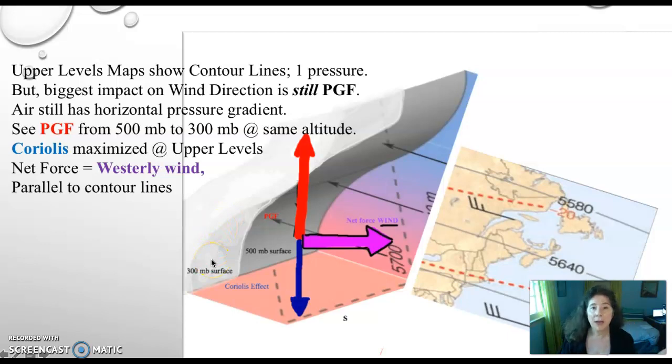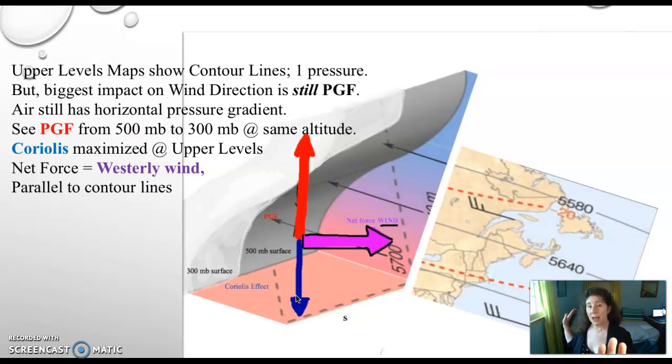Now, when you're thinking about the atmosphere, you're going to go from high pressure to low pressure on a horizontal wind. So you're going to go from the 500 millibar surface straight to the 300 millibar surface. You're still doing that. It's just that this map doesn't represent that well. And when you go from 500 to 300 millibars, especially at the upper levels where there is no friction, the Coriolis effect is going to be in full force, pulling dramatically to the right in the northern hemisphere.